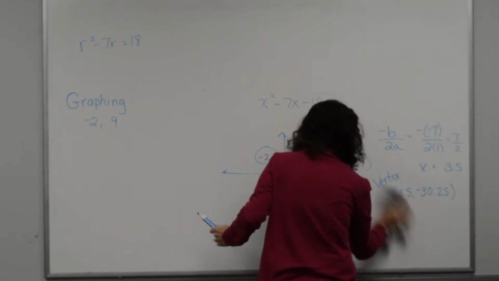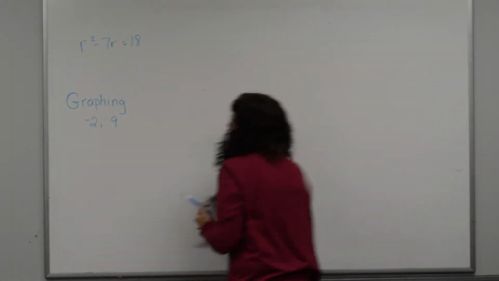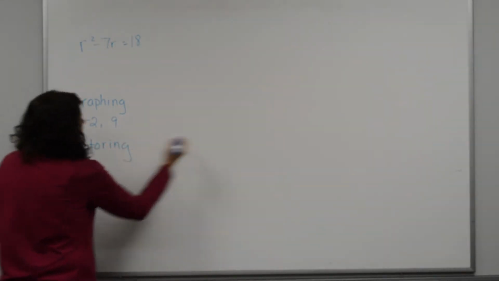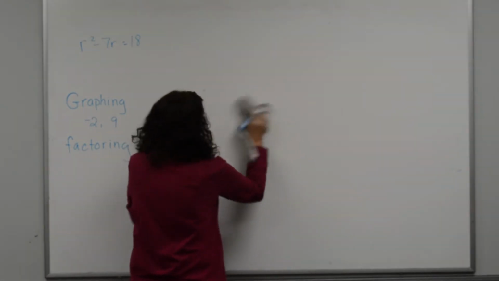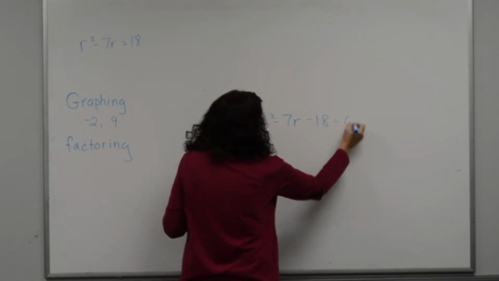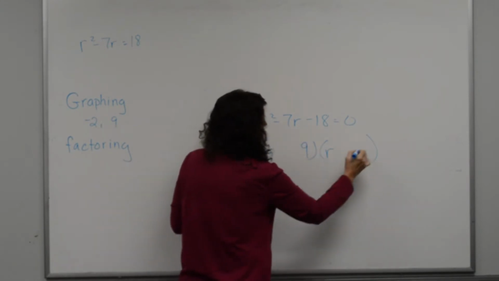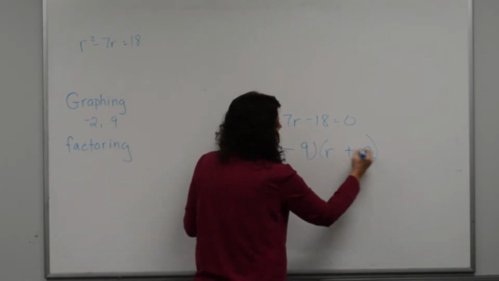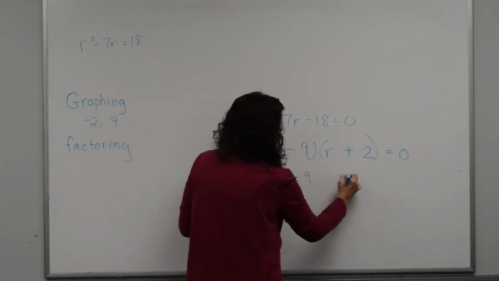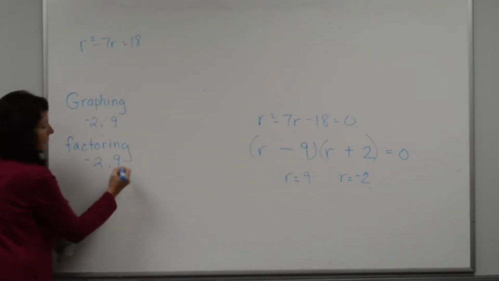The second way we found it was by factoring. So I've got r squared minus 7r, and I'm going to bring the 18 over. Two sets of parentheses. Okay, r, 9, and 2. The 9 would have to be negative, the 2 would have to be positive to make it work. When I solve it, I get r is equal to 9, r is equal to negative 2. Same thing, okay, negative 2 and 9.